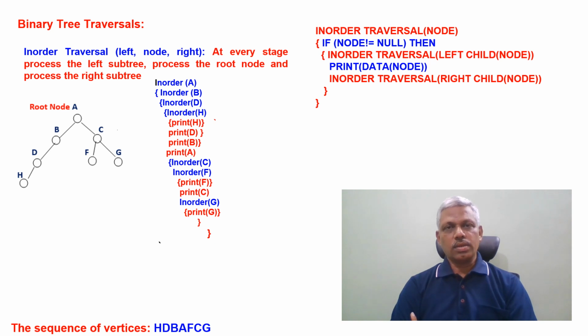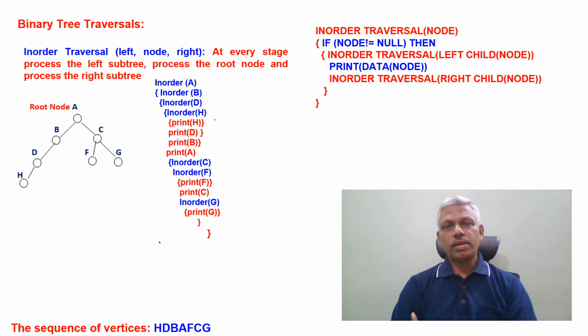The in-order traversal can be described as: visit the left side of the node, visit the node, and visit the right side of the node in sequence. That means, given a node, first go to the left subtree of the node, and after the completion of the left subtree, visit this node, and after that go to visit the right subtree of the node. This is the sequence in which we traverse.